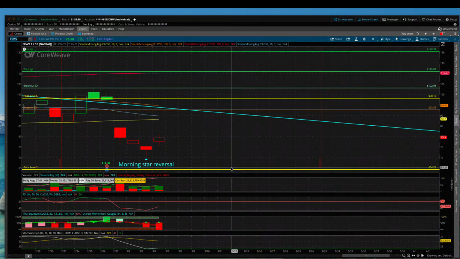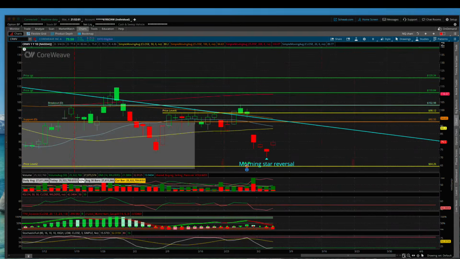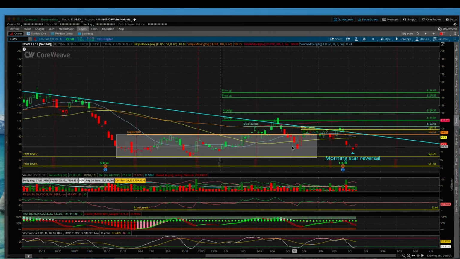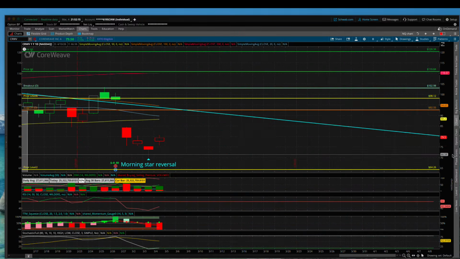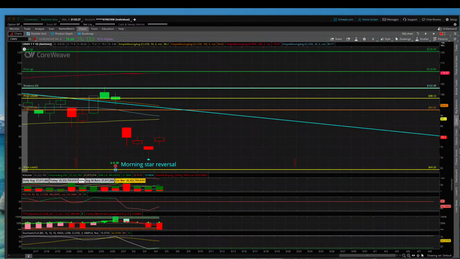So, nice reversal. Looks good. Right here at this area of support, which is even better. Okay, so the RSI by the end of the week should be back above 50. And then we should set up and push next week to 95, 98, maybe even 100 in either a week or two. So, CoreWeave looks great. Looks great.